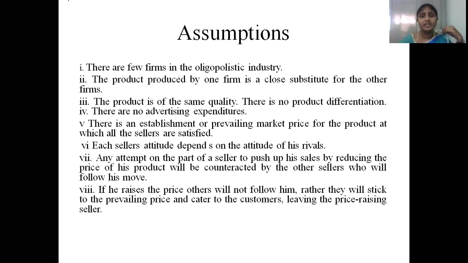So what are the assumptions we have taken in this oligopoly? We will see once again. If it is an oligopoly market, what is the first consideration? It should contain only a few firms. So whatever the commodity it is producing, the firms producing that commodity are very few. There may be 4 to 5, or below 10 only. Then it is called an oligopoly market.